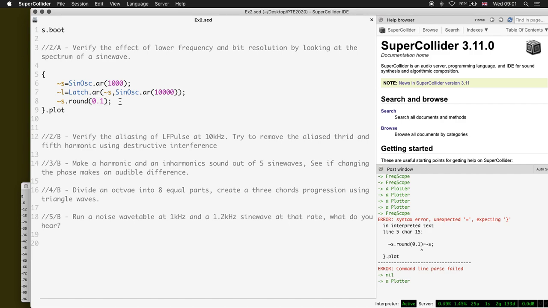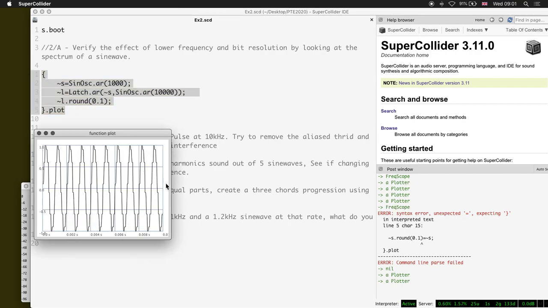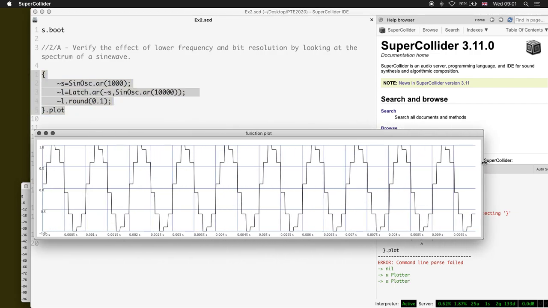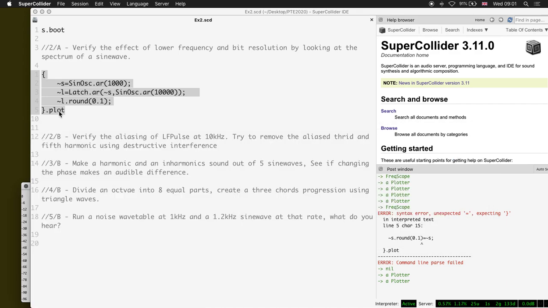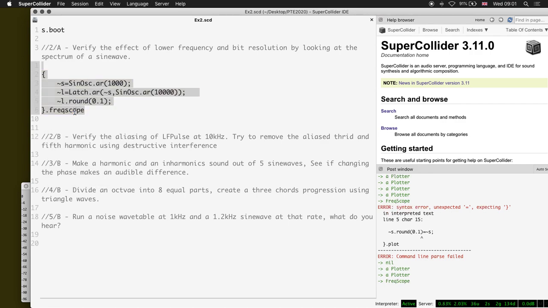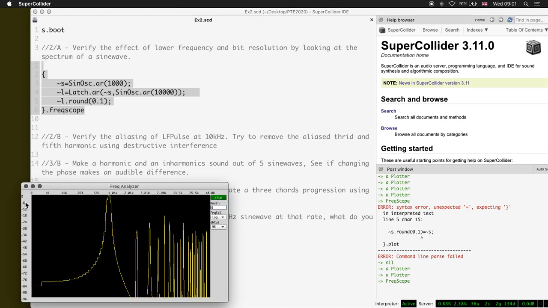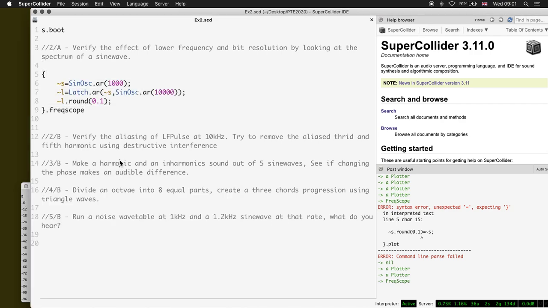Cool. Shall we do both at the same time? Let's do both at the same time. So now we're rounding off the latched signal, and it looks like that, and sounds a bit like this. Not horribly exciting, obviously even louder overtones.